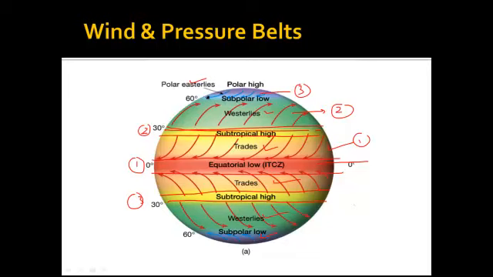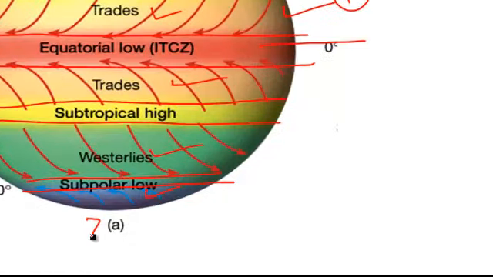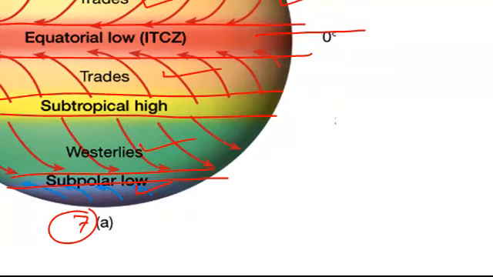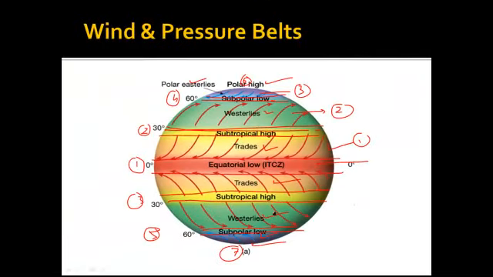Then there is a fourth one, at 60 degrees, around 45 degrees to 66.5 degrees. This is the fourth belt, and this is termed the subpolar low pressure belt. Similarly, there is another subpolar low pressure belt in the Southern Hemisphere, and this is the fifth belt. And then there is the sixth and seventh belt. These are on the poles, and both are called the polar high pressure belt: the polar high pressure belt in the Northern Hemisphere and the polar high pressure belt in the Southern Hemisphere. So there are 6 wind belts on the earth and 7 pressure belts on the earth.